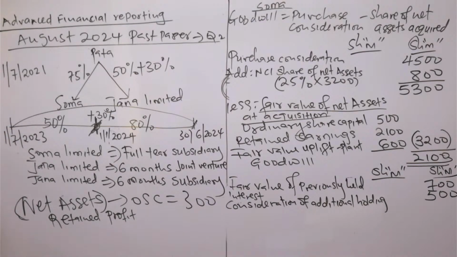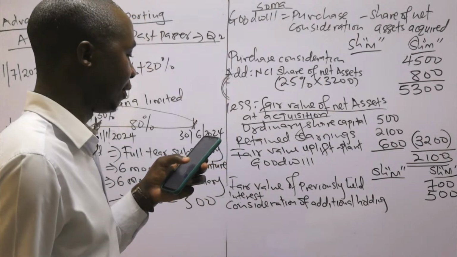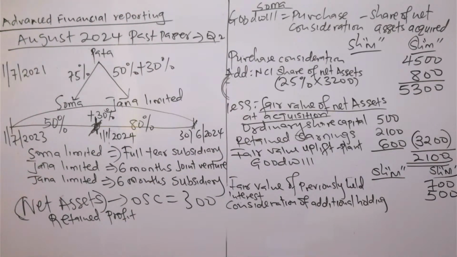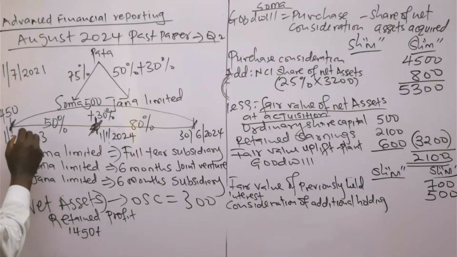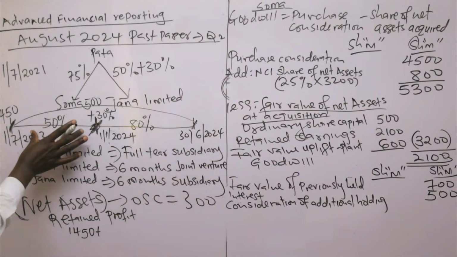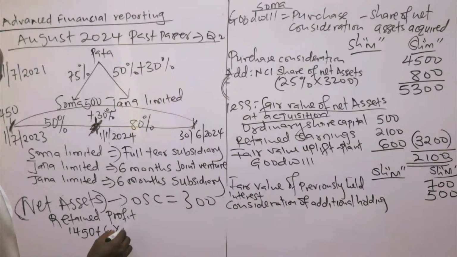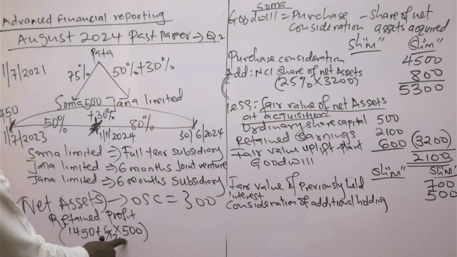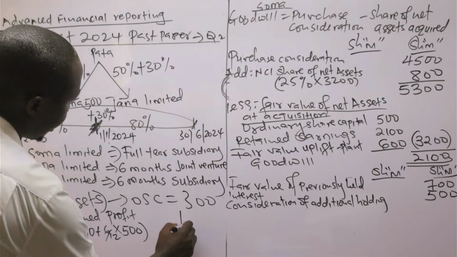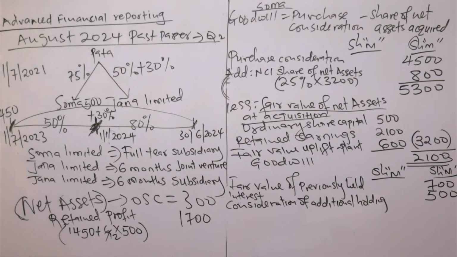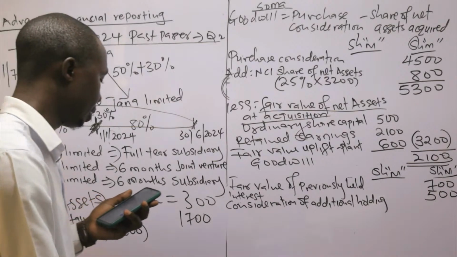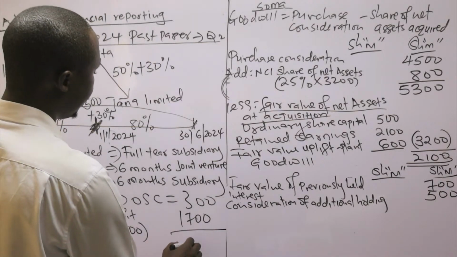Under the extract of equity, we are given a balance brought forward of 1,450. Then during the year, you are given 500. So you take 1,450, the balance brought forward, plus the first 6 months. We need to apportion this 500 for the first 6 months, then add it to the balance brought forward. So 6/12 times 500 is 250. Add 250 to 1,450, that will be 1,700. There's nothing else, so the total net assets will be 2,000.